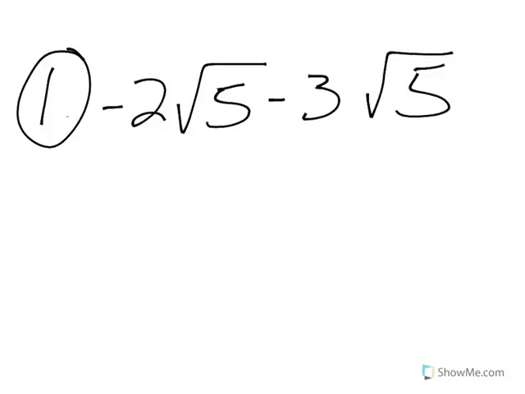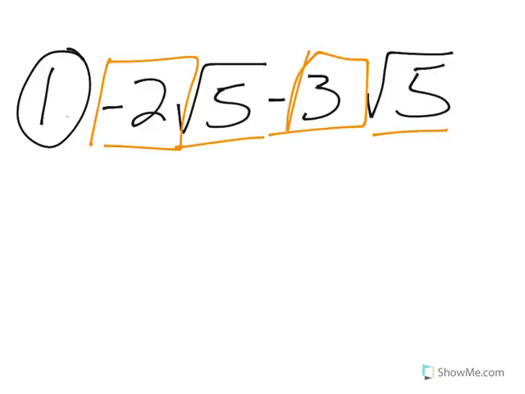If you're adding or subtracting, that means you have to have the same radical or radicand. And if you have the same radicand, which means you have the same number in the house, then you can add or subtract the numbers that are on the outside. So you have negative 2 minus 3, and that's going to give you negative 5 square roots of 5.